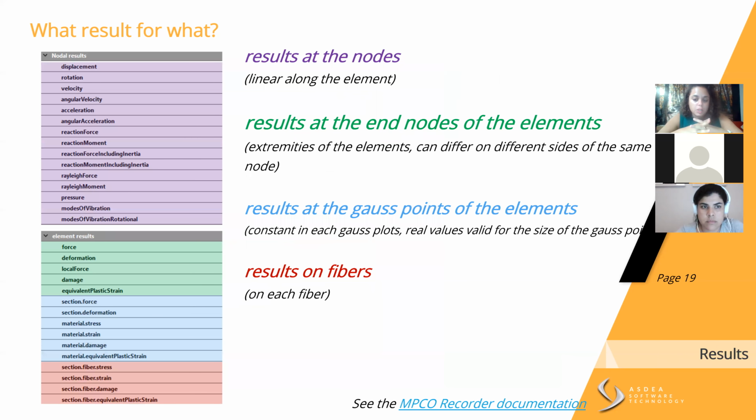So just a little reminder of what kind of results we can extract from OpenSees. We have 4 types of results, even if the green and the blue are kind of the same. They're anyway results on elements. So we have results on nodes, which are linear along the element, because you just have them in the points at the end of your finite element. Then we have results on the end nodes of the element, let's say the extremities, and these results can differ at each side of one node, if you have, for example, a jump in moment or in shear. Then you have results at the Gauss points, which are constant in each Gauss point. Here there's a typo.